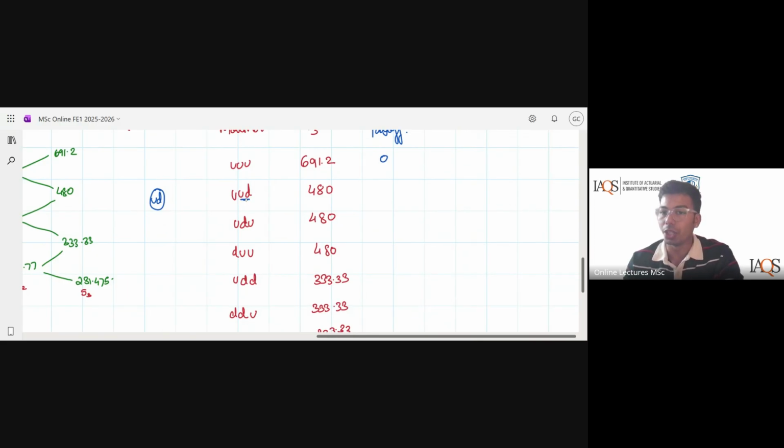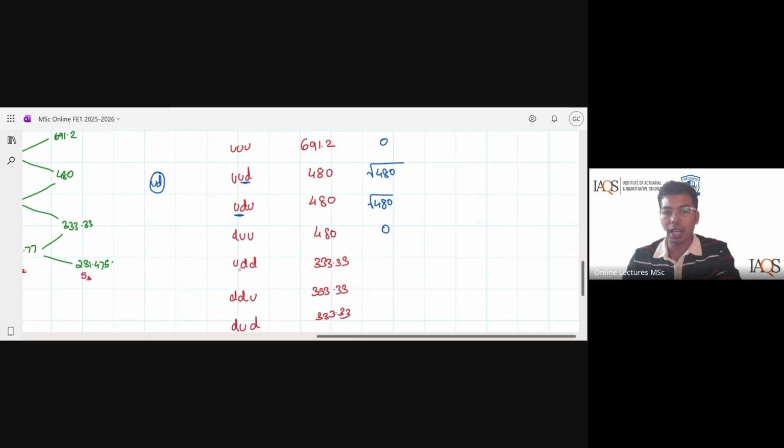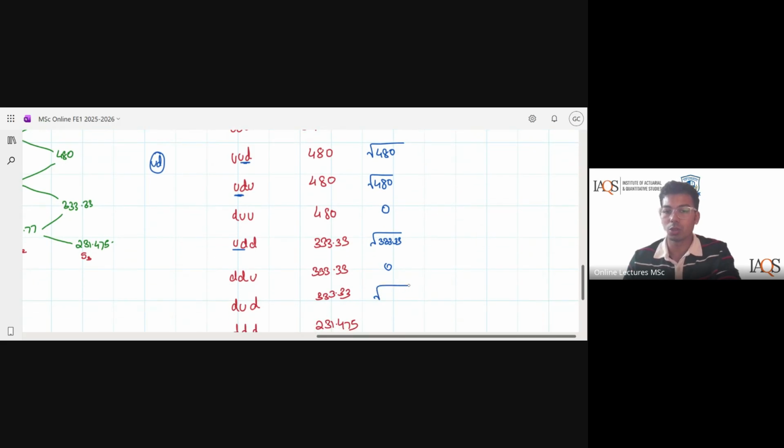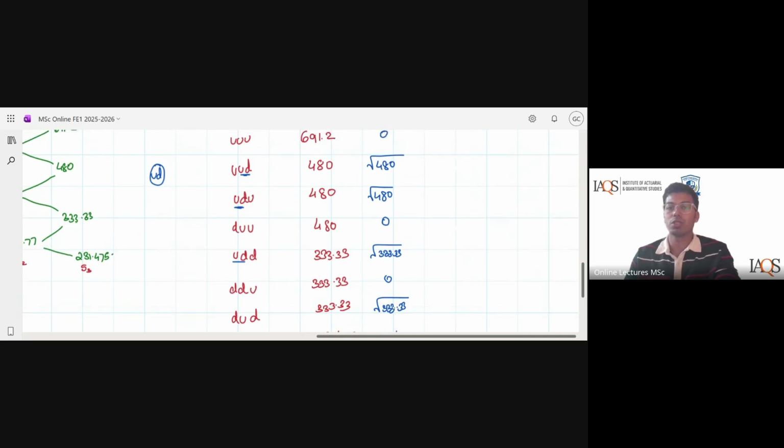UUD, all right, I have UD over here. Hence, the payoff over here is actually root of 480, because they've said if it comes, it's root of S3. UDU, I can see UD again over here. So I know the payoff will be root of 480. DUU, I don't have UD over here. Hence, I know the payoff will be 0. UDD, I can see a UD. So root of 333.33. DUD, I can see a UD over here. So root of 333.33. And all three downwards, no payoff.